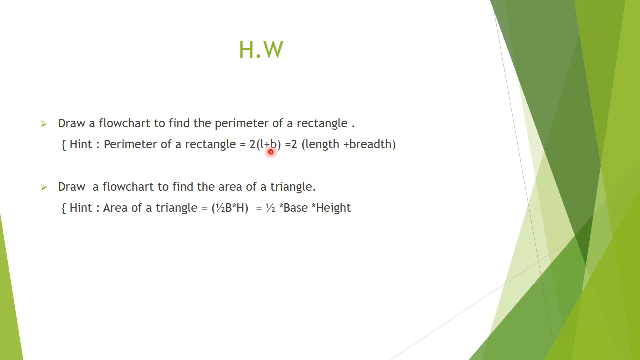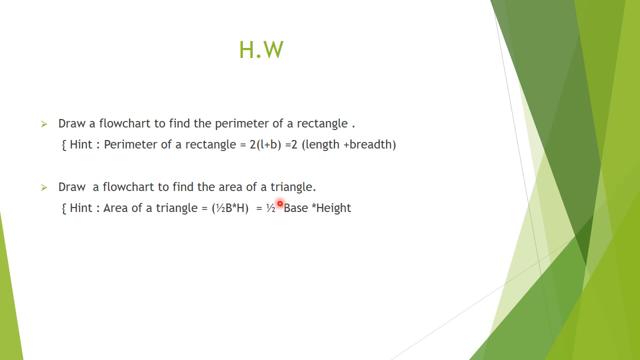2 into L plus B, that is 2 into length plus breadth. You just need to write the formula: perimeter is equal to 2 into L plus B, that is the perimeter of a rectangle. Length plus breadth. And draw a flowchart to find the area of a triangle.